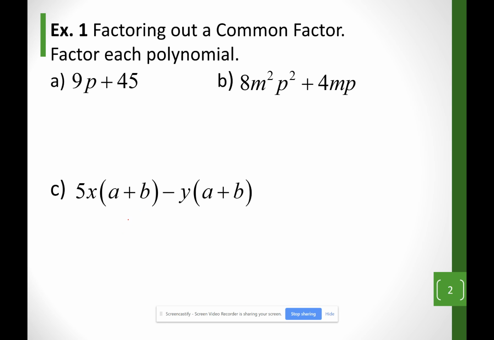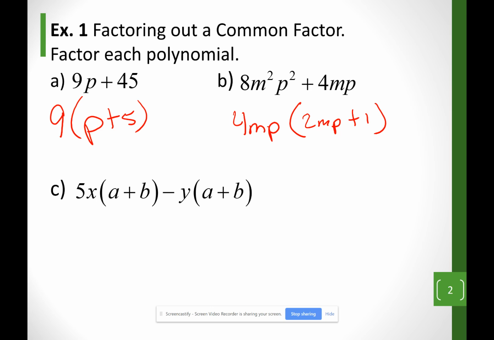In this case, in example 8, I can divide both of these by a 9. So I'm going to factor out a 9. Once I divide both by 9, I'm going to have p plus 5. There's nothing else I can do inside of the parentheses, so that is all I had to do. For example B, my greatest common factor in this case is 4mp. So let me divide both by 4mp. And I'm going to have 2mp plus 1.